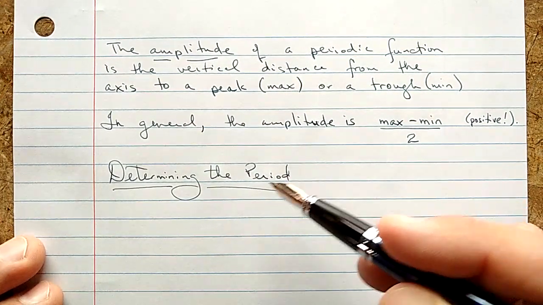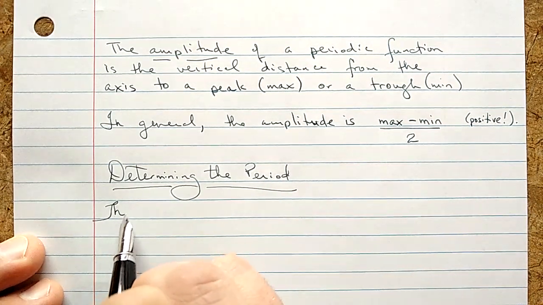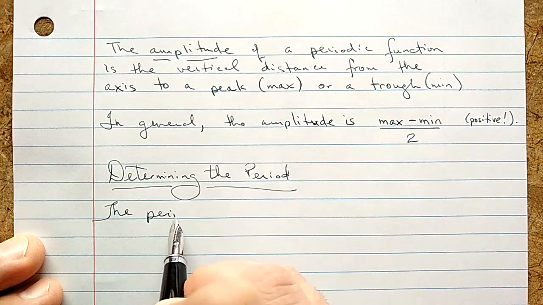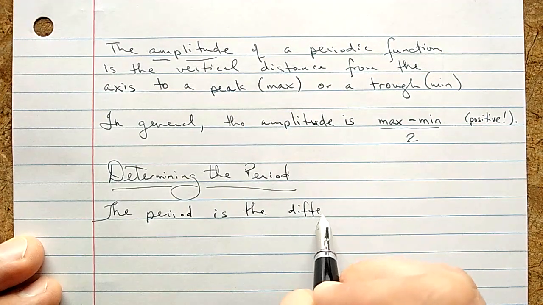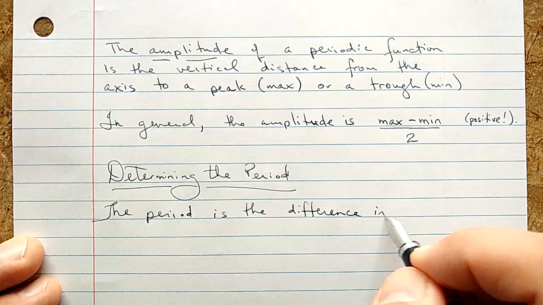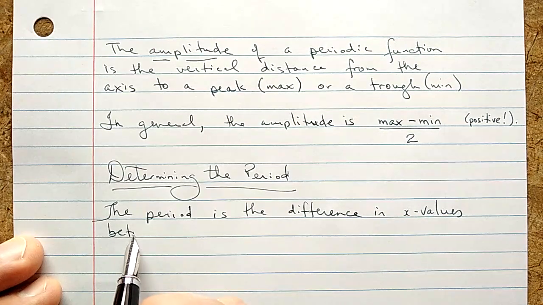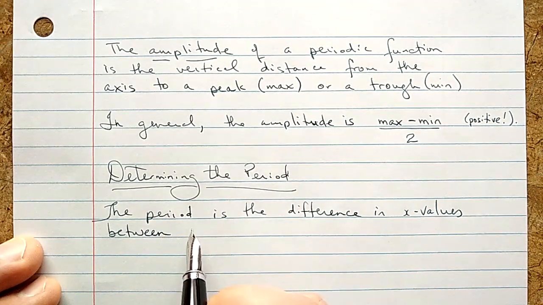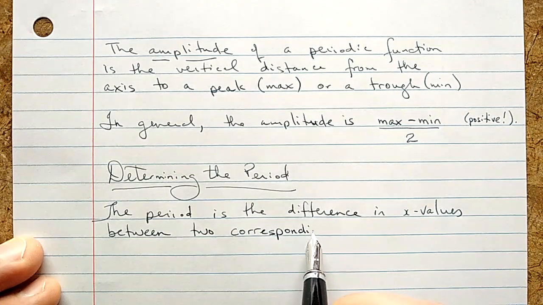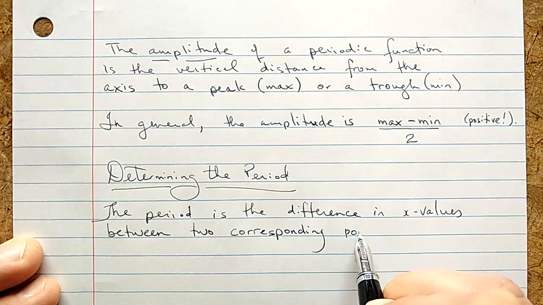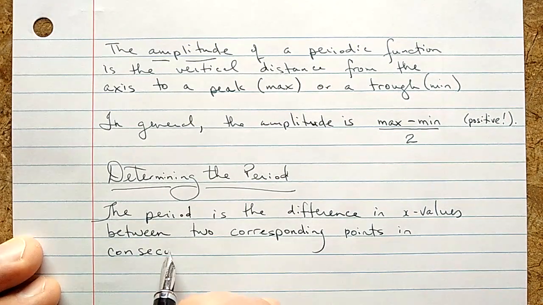Okay, now let's talk about another measurement of a periodic function, that is the period, the width of a cycle. So maybe a quick definition or statement here. The period is the difference in x values between two corresponding points in consecutive or adjacent cycles.